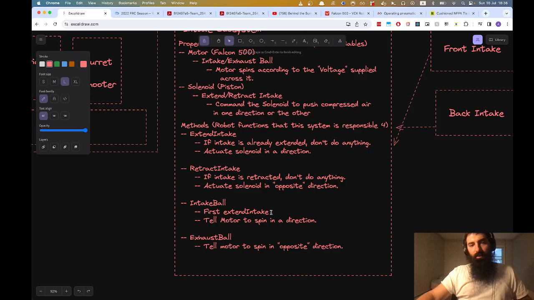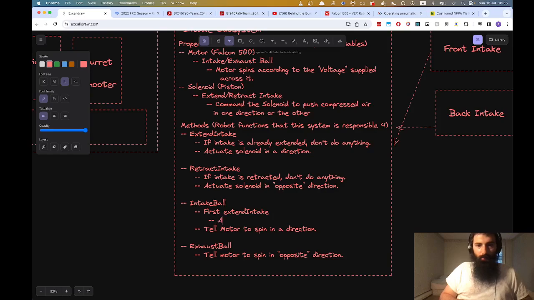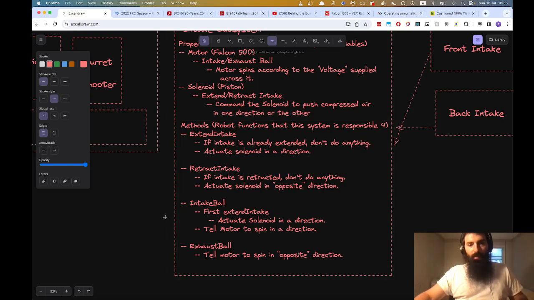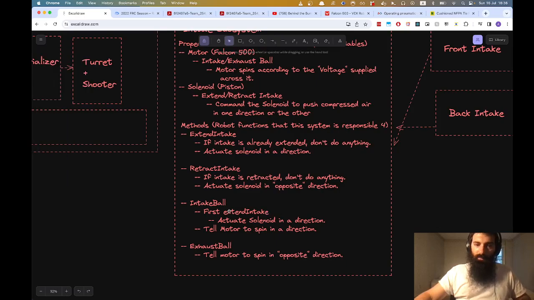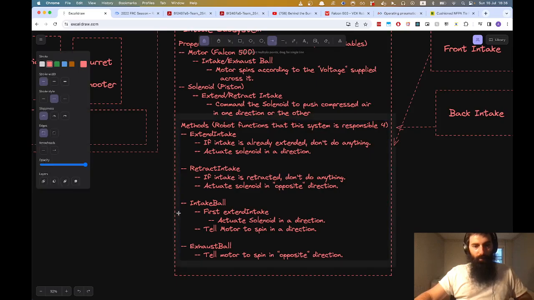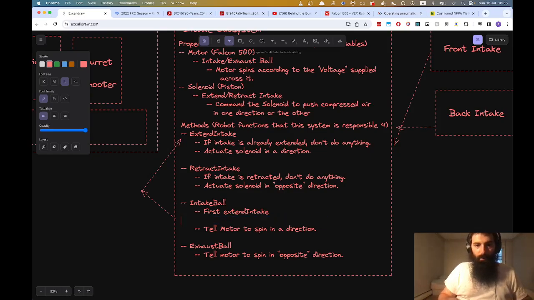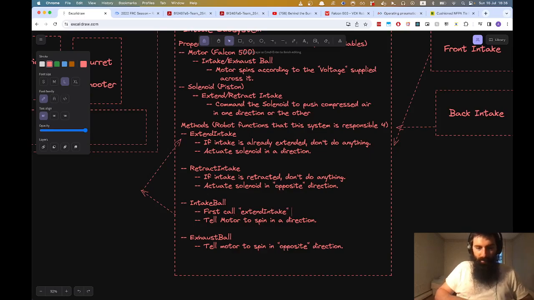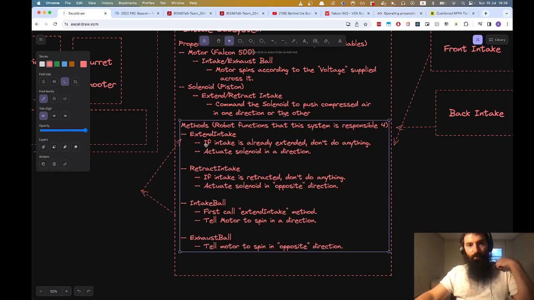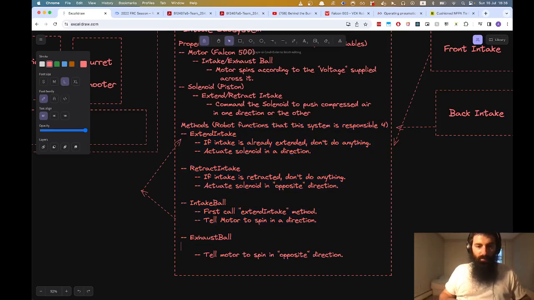So the question is, how do you extend the intake? Well, that is simply actuate the solenoid in a direction, right? But what you can see here is actually code reuse going on, right? Because we've already designed this extend intake method. If you remember, it's right here. So instead of reinventing the wheel, we can first call the extend intake method, because that method will perform the required behavior to extend the intake. And then we tell the motor to spin in a given direction. Okay, so exhaust ball, that additionally is going to first call the extend intake method. And then we can tell the motor to spin in the opposite direction.